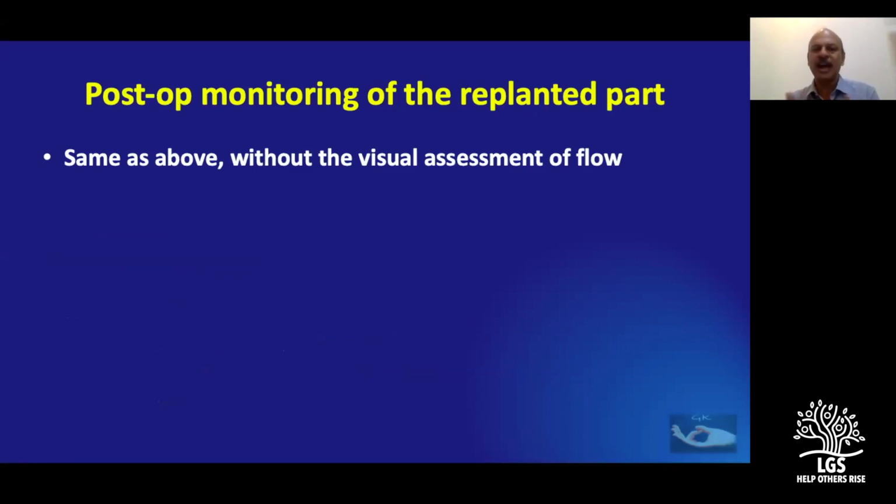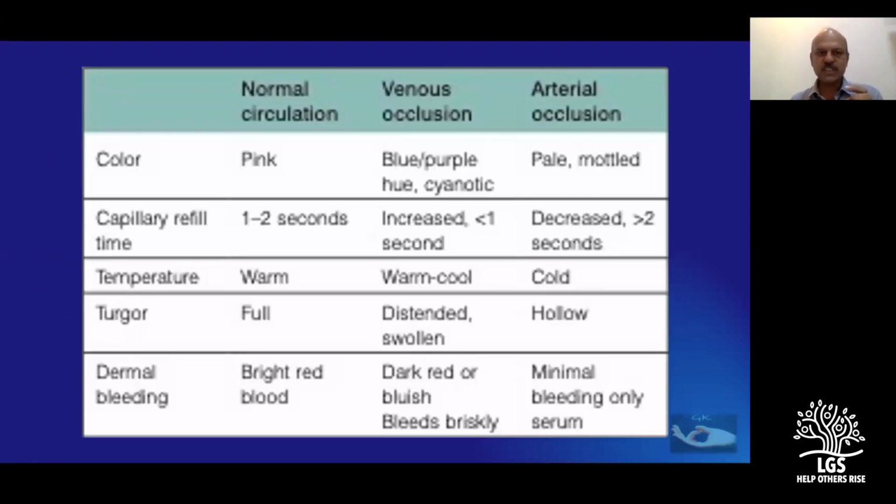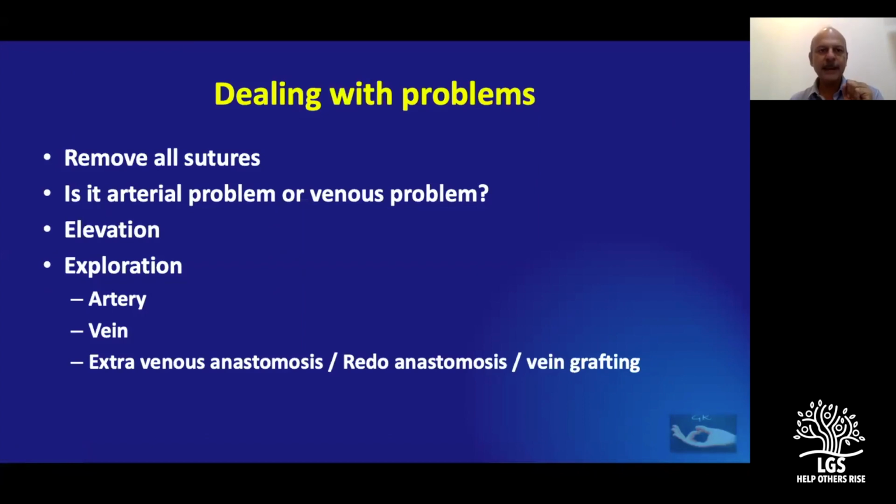Only thing, you cannot have a visual assessment. But otherwise, the color of the finger, the turgor of the finger, the capillary fill, the temperature, the turgor, and the dermal bleeding. When you're not able to make out the warmth, then there is a problem. What do you do?